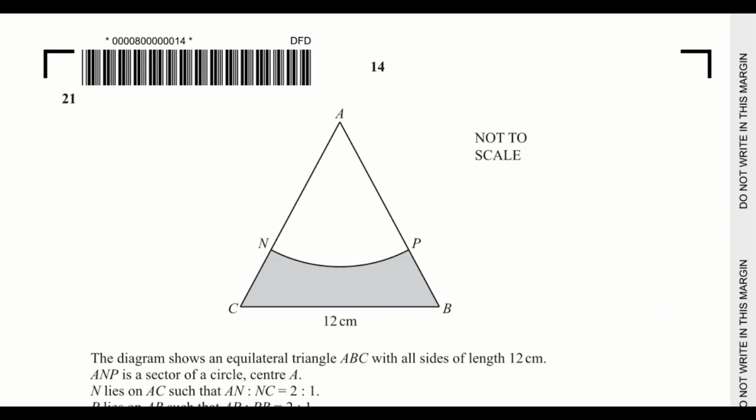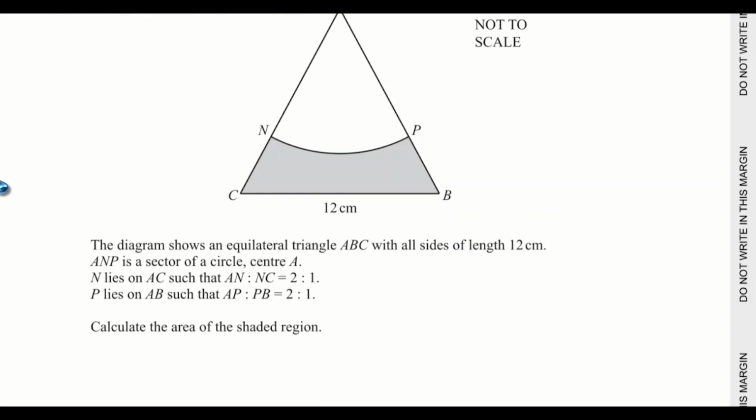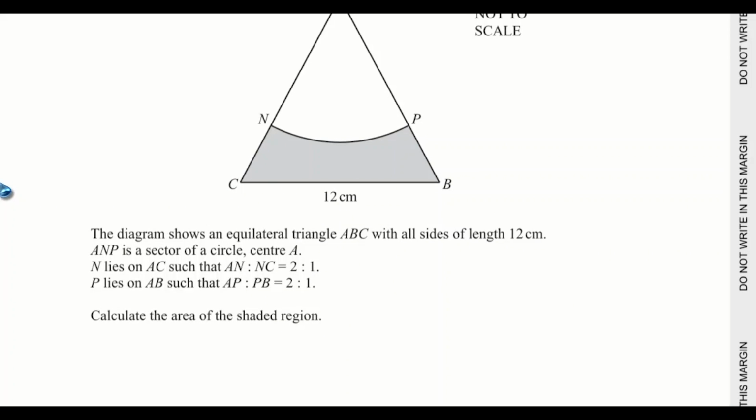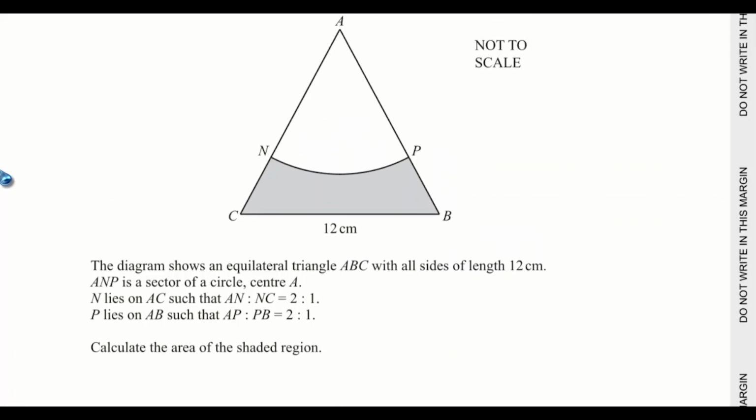That will be question 21. Question 21. The diagram shows an equilateral triangle ABC with all sides of length 12 centimeters. AMP is a sector of a circle center A. N lies on AC such that AN ratio NC equals 2 ratio 1. P lies on AB such that AP ratio PB equals 2 ratio 1. Calculate the area of the shaded region.